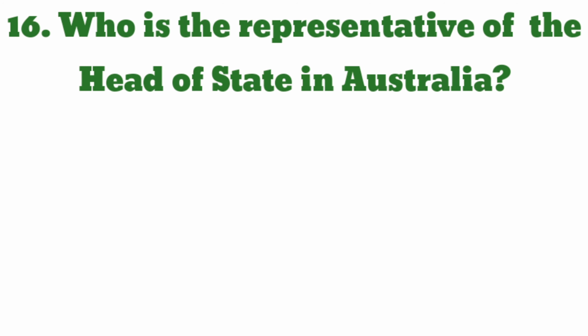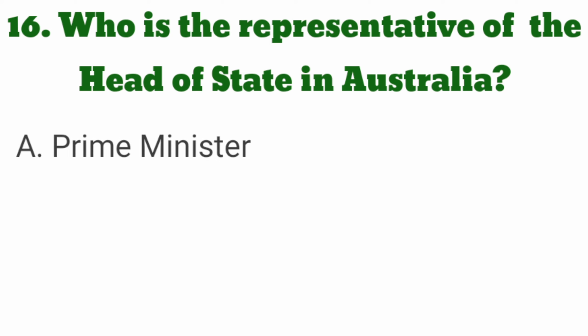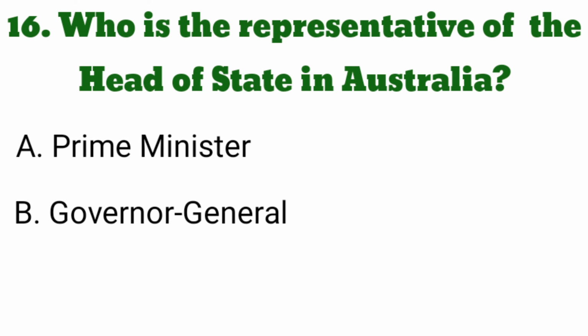Number 16. Who is the representative of the head of state in Australia? Letter A, Prime Minister. Letter B, Governor General. Letter C, Premier. The answer is letter B, Governor General.